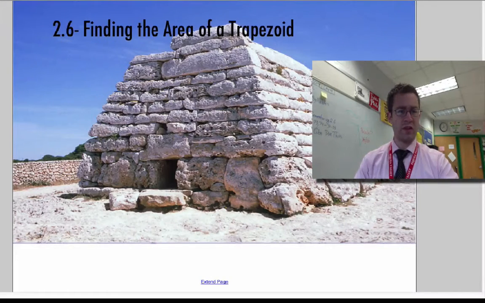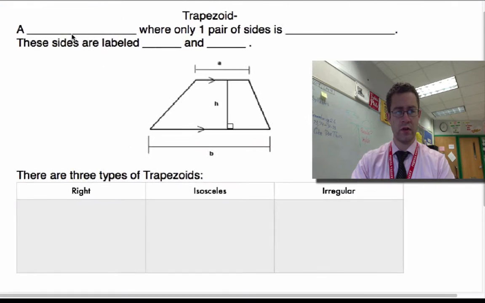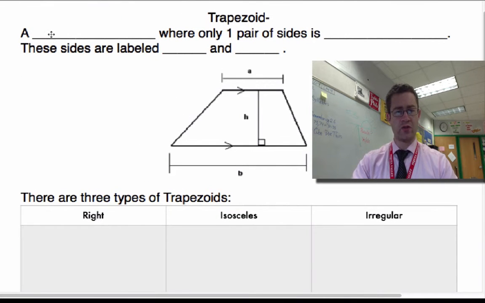Ladies and gentlemen, welcome to lesson 2.6, finding the area of a trapezoid. So we're going to be looking at trapezoids. They are quadrilaterals today. As in your notes, you might have these. I'm going to zoom in a little bit. A trapezoid is basically a quadrilateral, so I'm going to write that down.